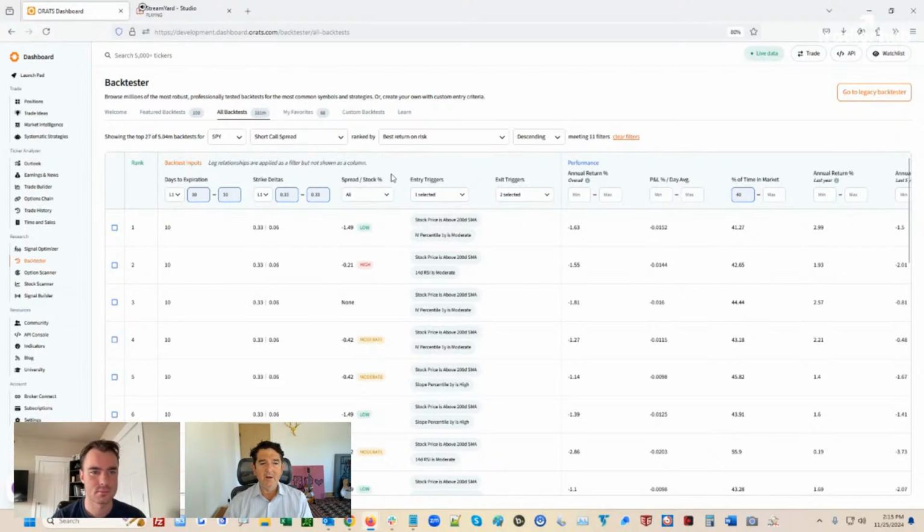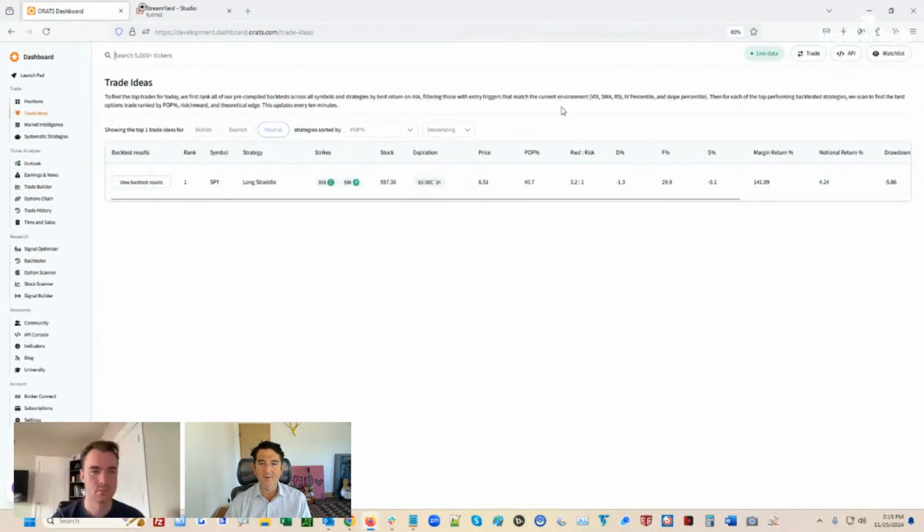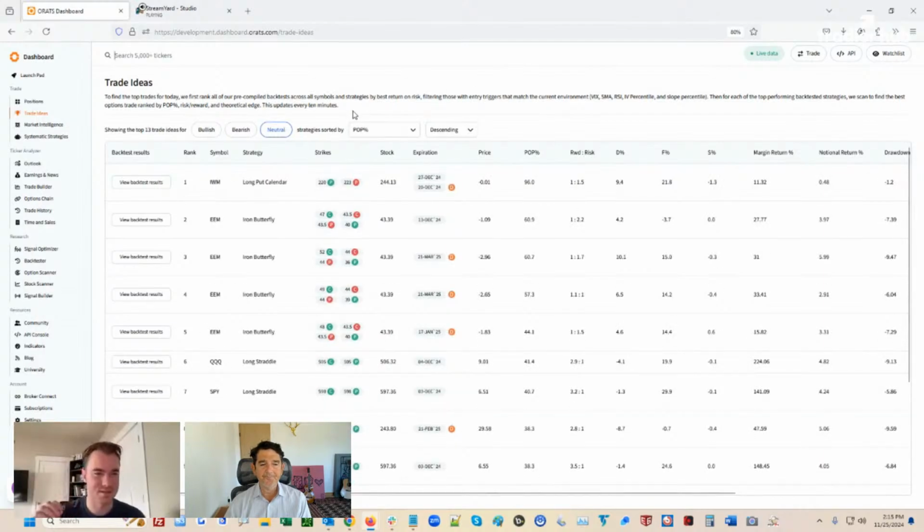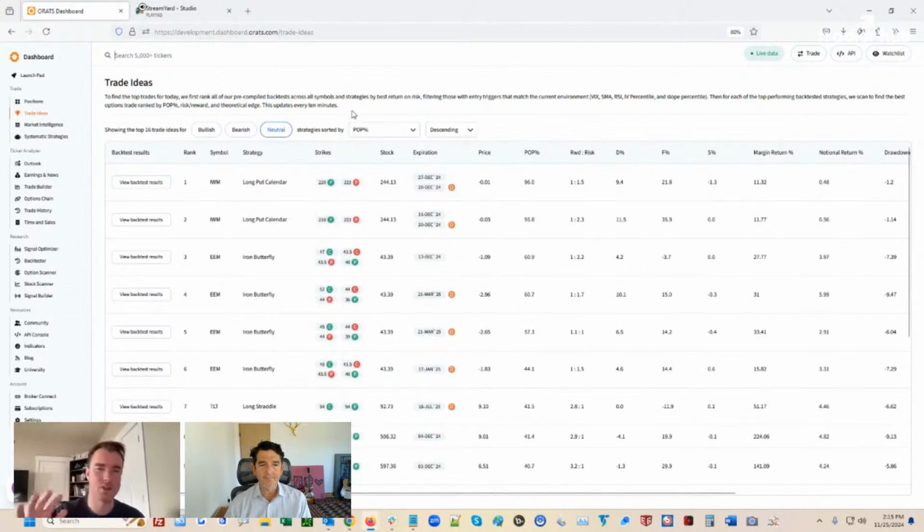However, when you're using the trade ideas, or when you hop directly into the backtester, those will be set to come up. So the trade ideas already do this, right? The trade ideas are only showing you backtests that have those entry triggers that meet the current environment. Exactly.